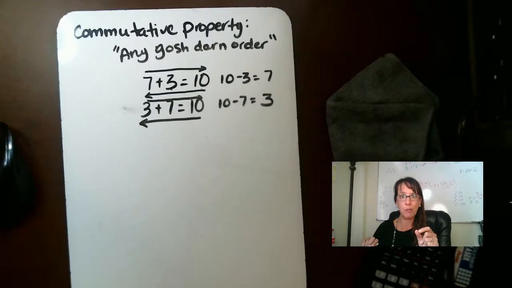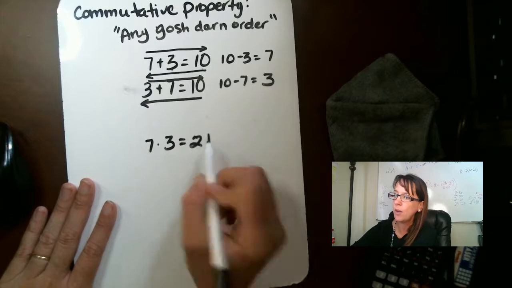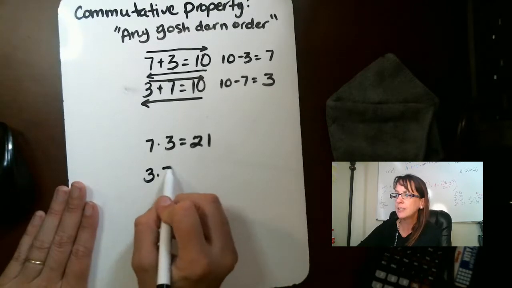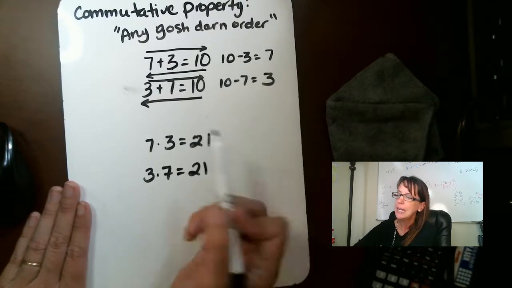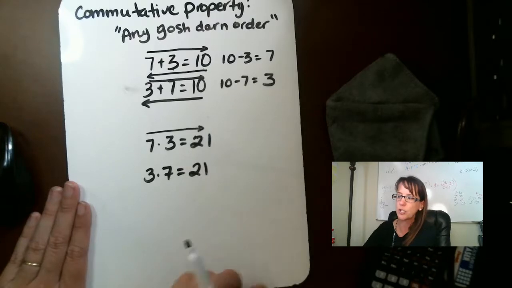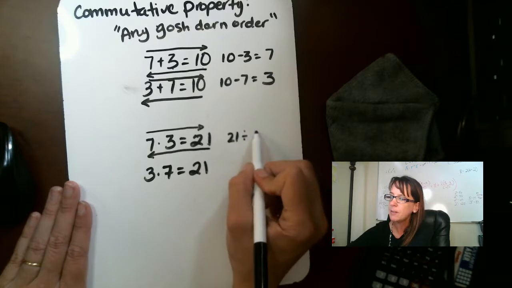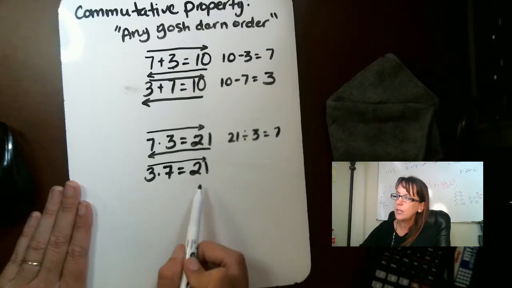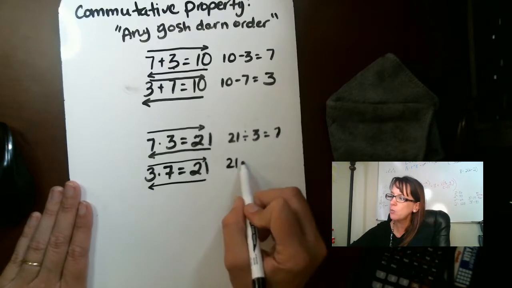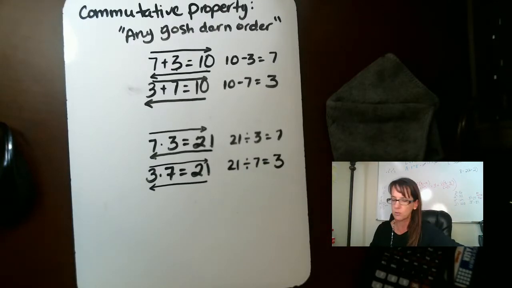This works the same for multiplication. Let's do 7 times 3 equals 21. Well, we also know that 3 times 7 equals 21. If we multiply in this direction, we can divide in this direction. So 21 divided by 3 equals 7. You see that? If we multiply in this direction, we can divide in this direction, which means 21 divided by 7 is 3. There are your multiplication and division facts right there. So that's kind of an easier way to see that.